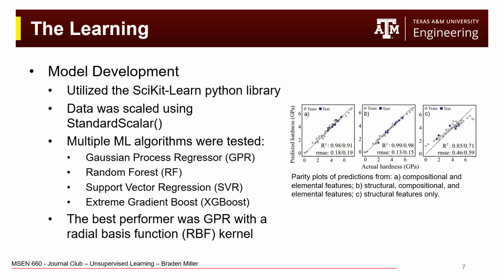And then on the right here, we can see some of their results. These are parity plots, as we've mentioned in class before. A shows the prediction results from the feature set of composition and elemental features. B is structural, compositional, and elemental features, and C is structural features only. As you can see, B here has some of the best results, which makes sense because it is the largest feature set and covers the most different aspects of a material that we would look at as material scientists. So it kind of makes sense that it does a better job with this.